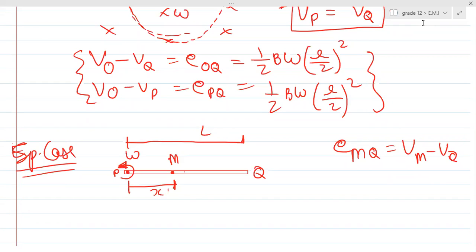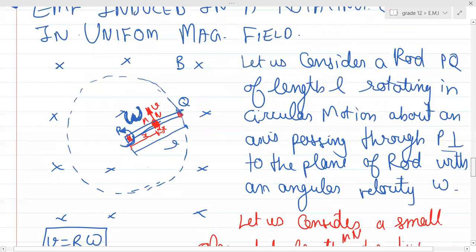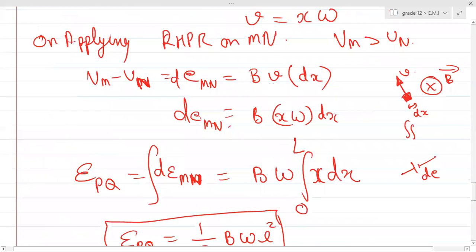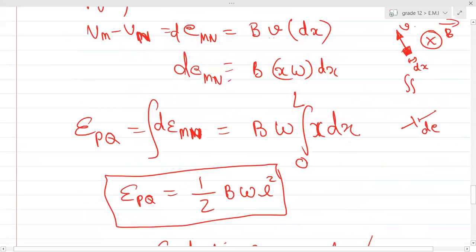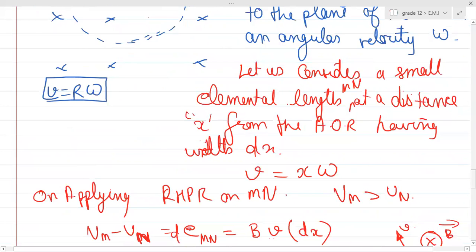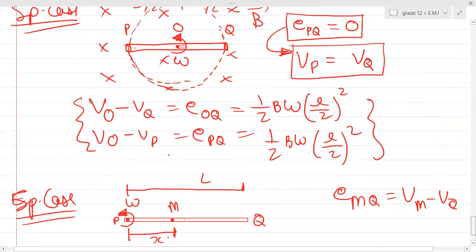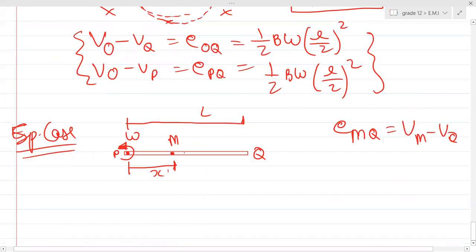Anyone? What will be your approach to do this? See, you will do the same thing again. You will choose the same small element, the same everything. Only the difference will be the limits. You wanted the potential difference across P and Q, that's why the limit you chose was from 0 to L. If you don't want to choose the center, you want to choose a distance x, then what will be the case?